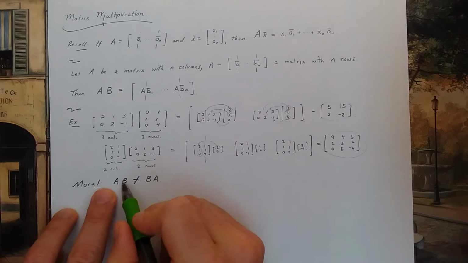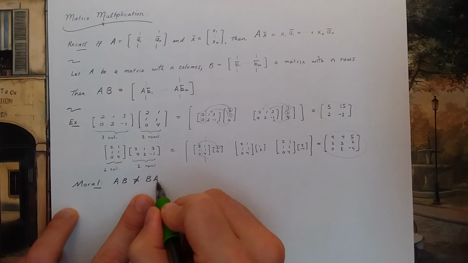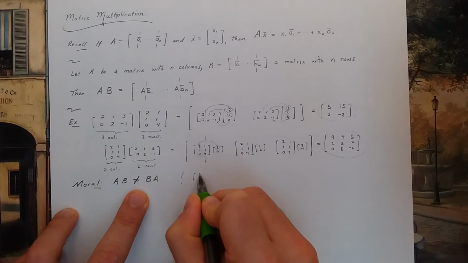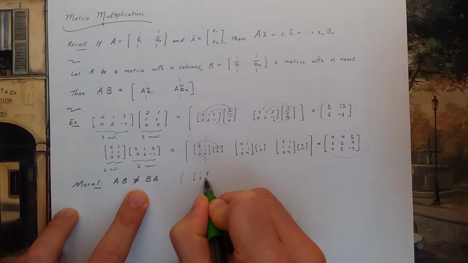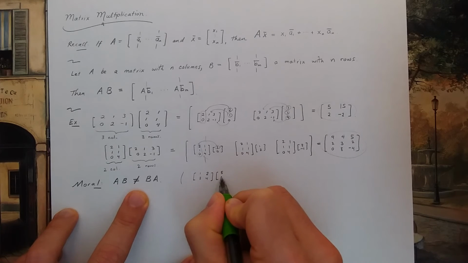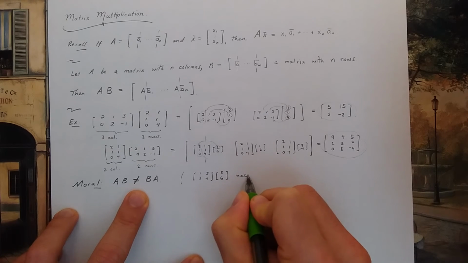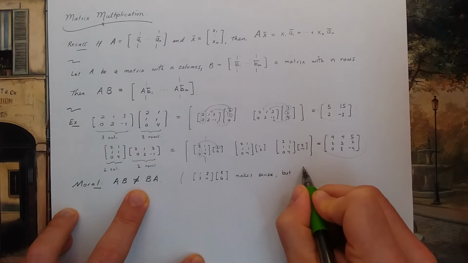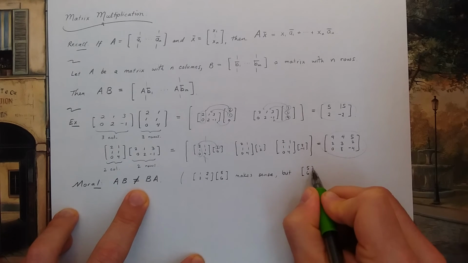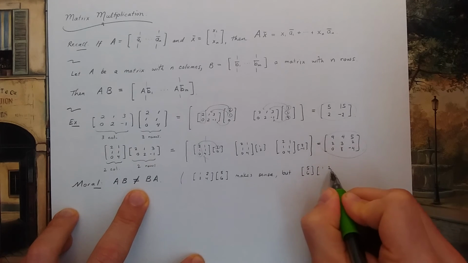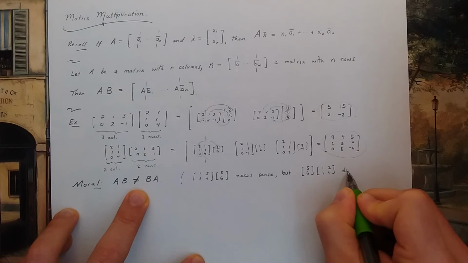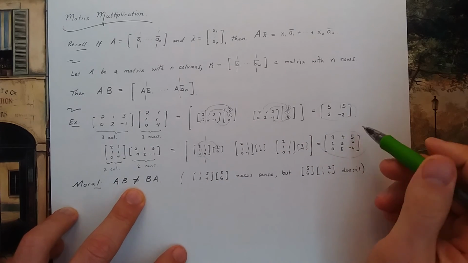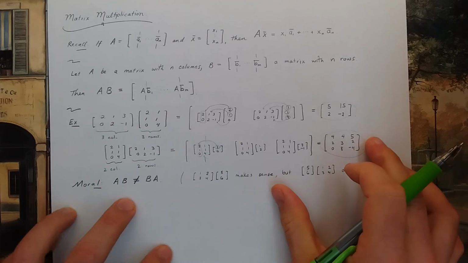In fact, sometimes you could do A times B, but you can't even do the matrix operation B times A. So for example, you can do the matrix 1, 2, 3, 4 times the column vector 5, 6. This makes sense. You could actually do the operation, but you cannot do the other order. The column vector 5, 6 times the matrix 1, 2, 3, 4 doesn't work. So not only is A times B not equal to B times A, as we've seen here, sometimes you could do one and not the other.